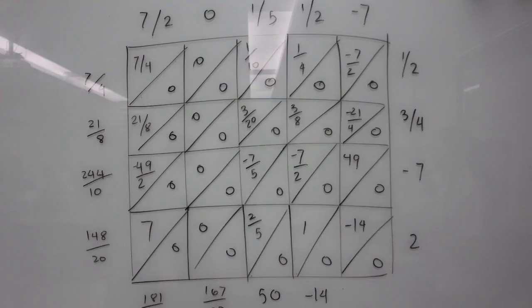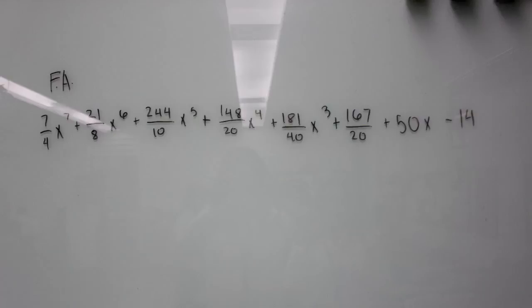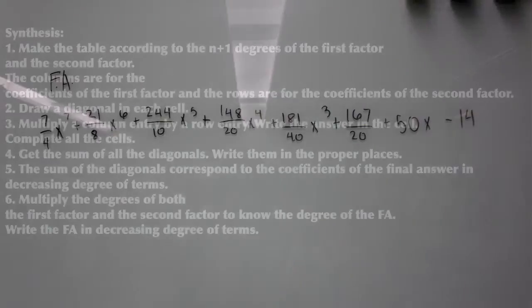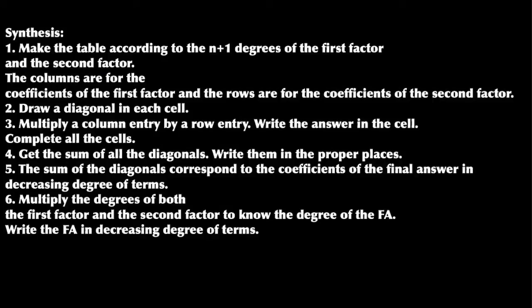We get the sum of each diagonal, and then as usual, as taught in the previous examples, we derive the final answer. Now to summarize all of the things that we've discussed.